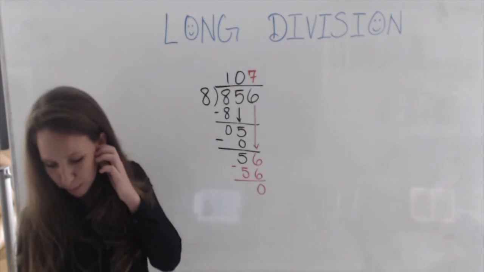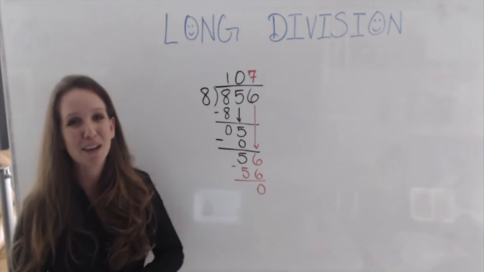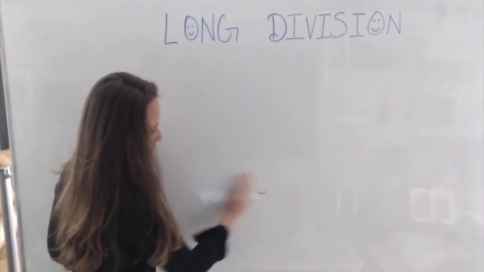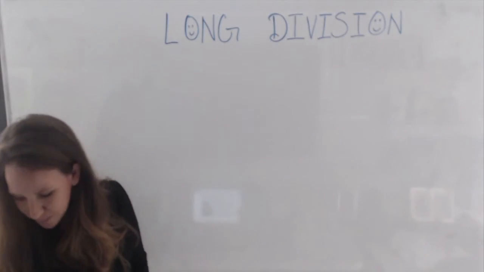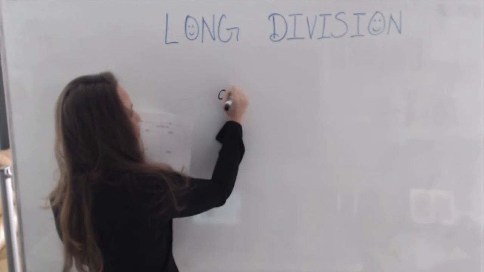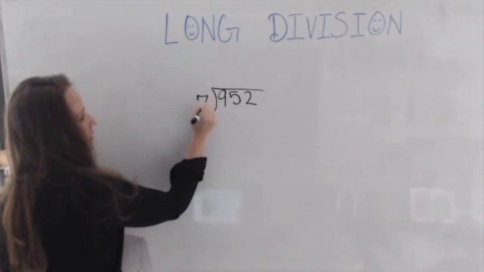Now, I know that one probably confused you a little bit, so we're going to do one more problem, and then we're going to be done for the day. Let's erase. Okay. 952 divided by 7.